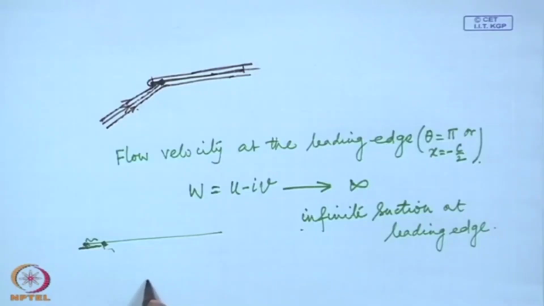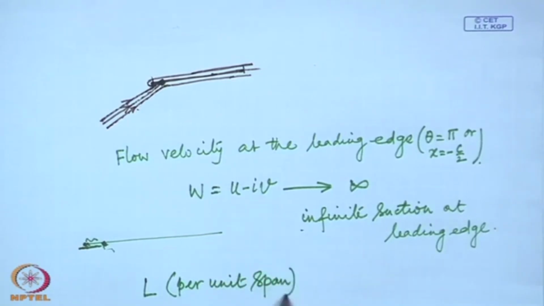How much is the lift force per unit span? We have already derived the general formula for lift force, or the lift force is rho q infinity circulation. How much is the circulation here?